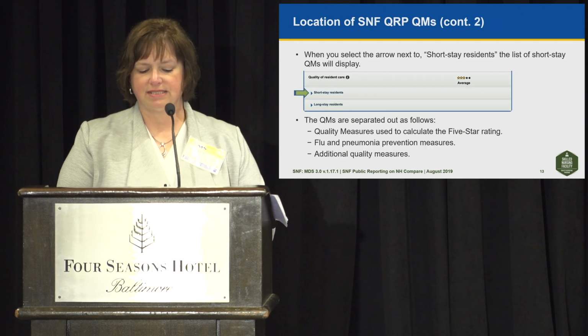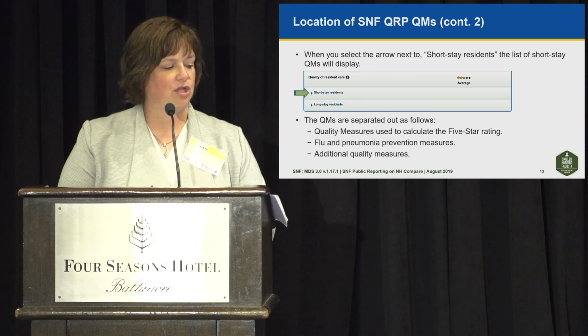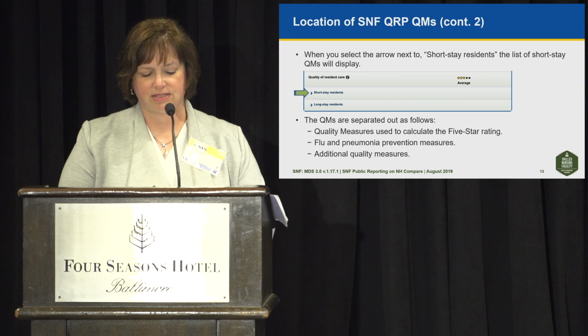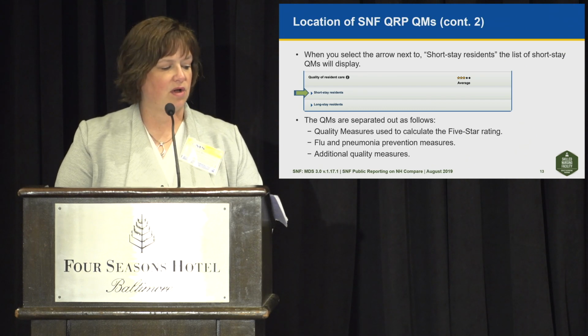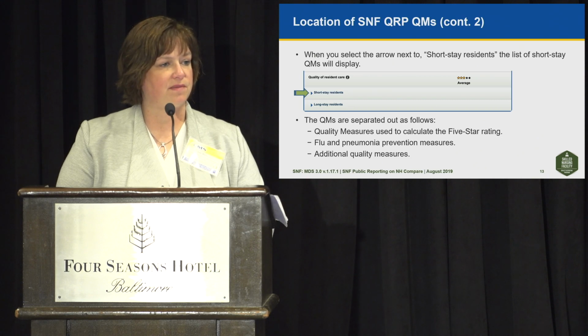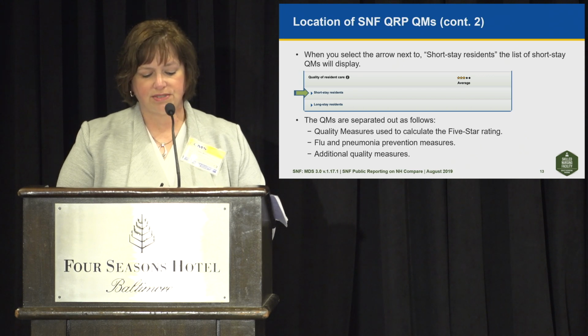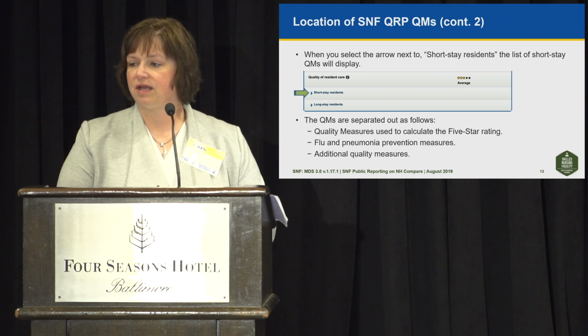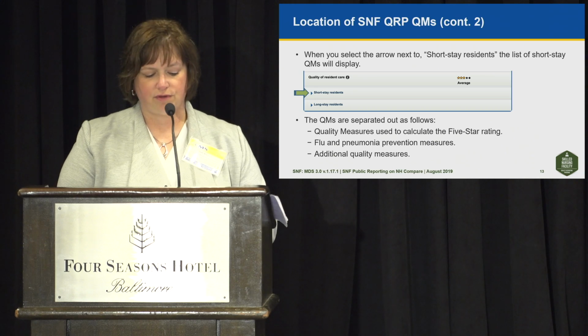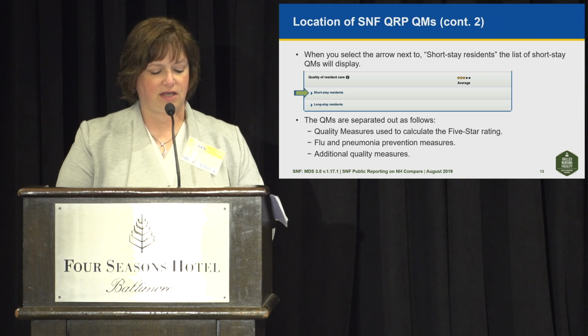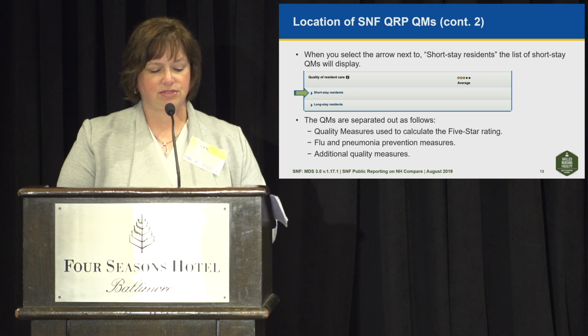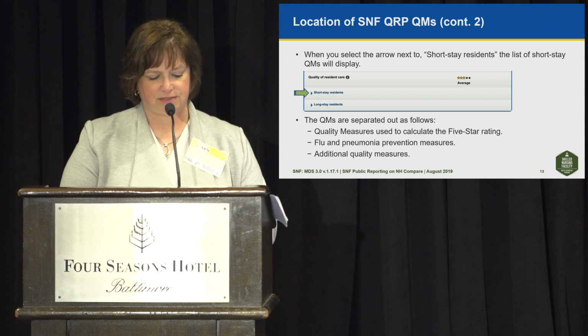So you are allowed, as I said, to view the measure results for the long stay and short stay residents. To locate the quality measure results for the SNF QRP measures, you would simply select the arrow adjacent to the short stay residents link. Once the page expands, you'll be able to view the results for the measures used in the 5-star calculation and the results for the influenza and pneumococcal vaccination measures.